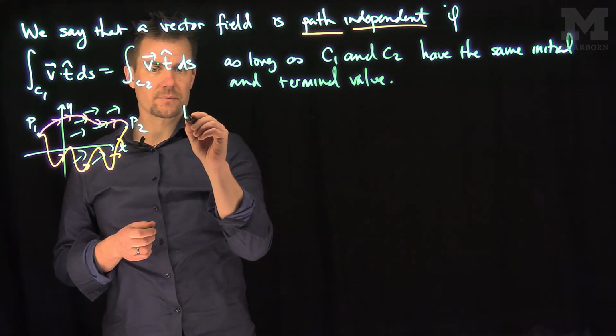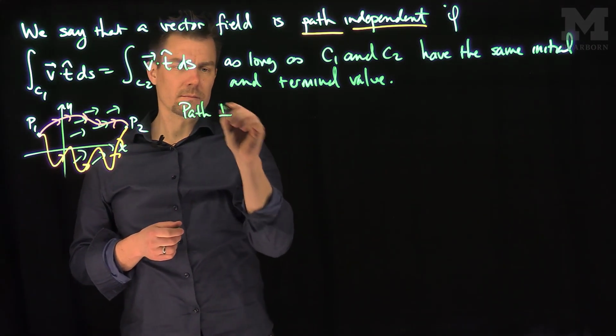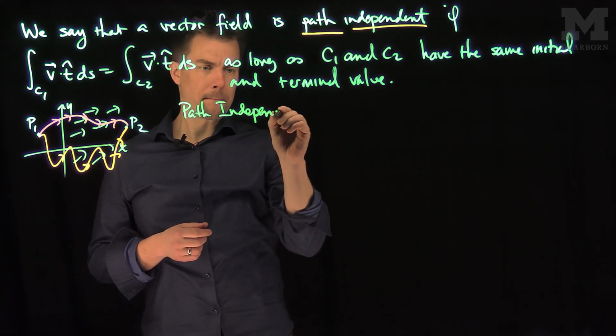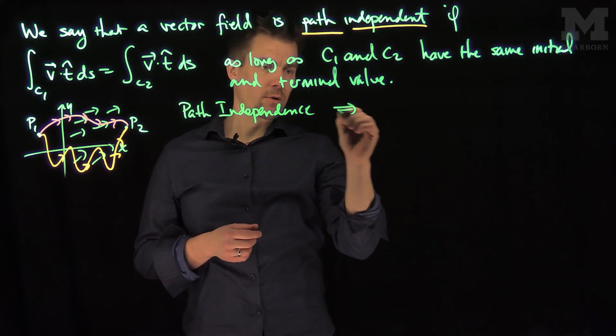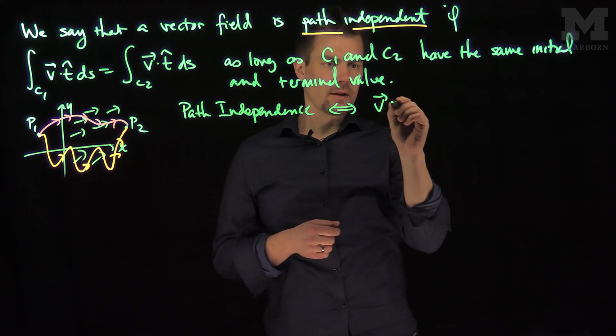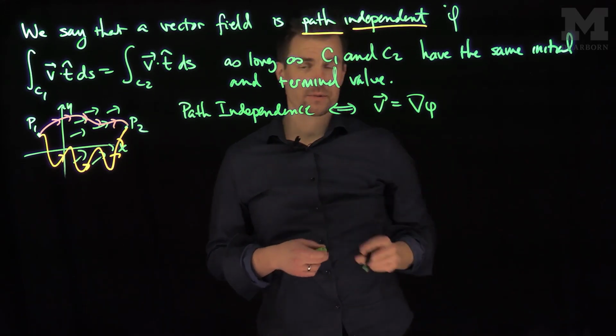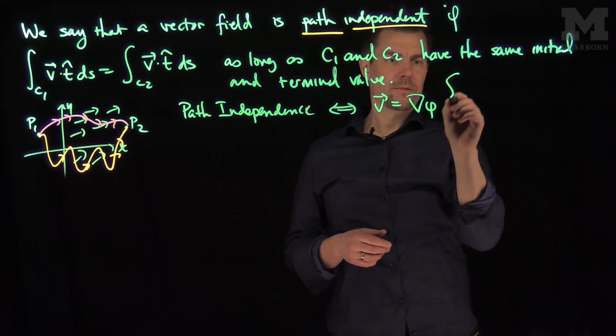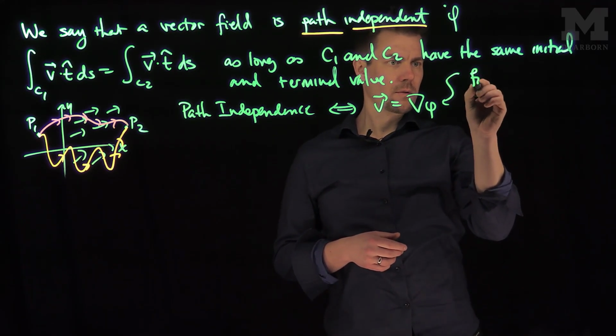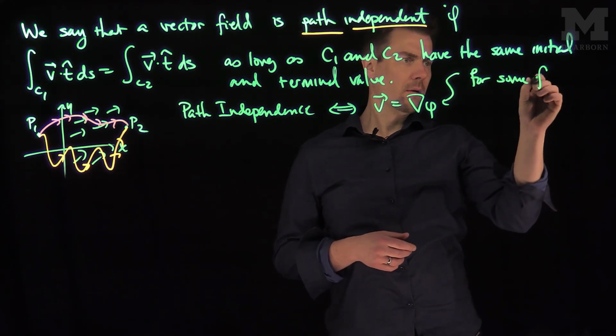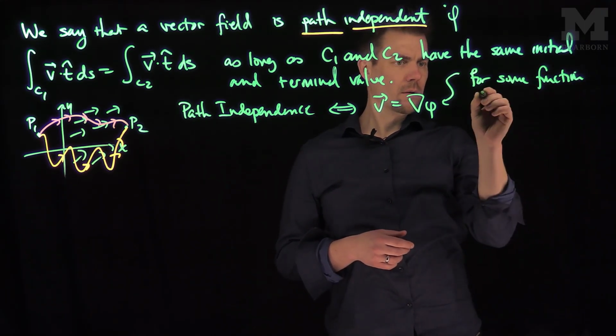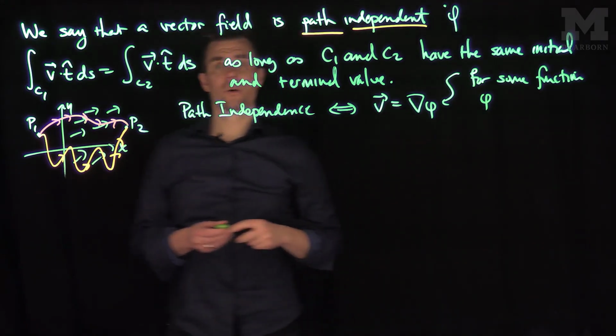So path independence is true if and only if V is the gradient of some scalar function phi, for some function phi. Now, how can we see this?